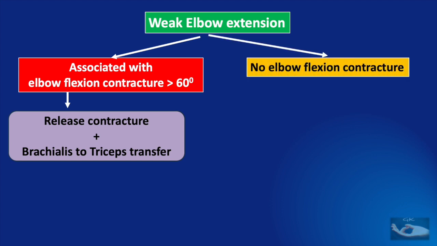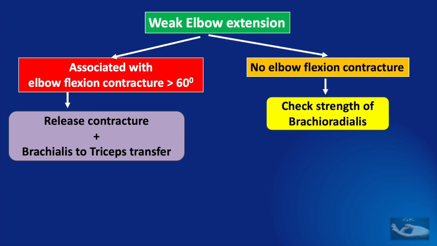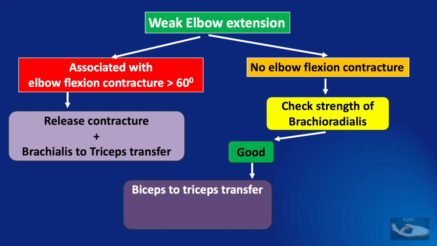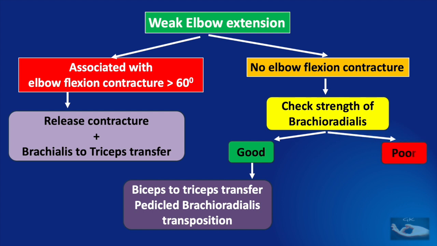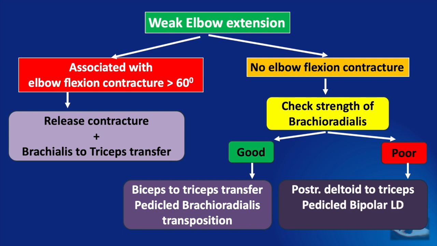If there is no elbow flexion contracture, we need to check the strength of the brachioradialis. If it is good, we can do a biceps to triceps transfer or even a pedicled brachioradialis transposition transfer. If the strength of the brachioradialis is poor, we can do a posterior deltoid to triceps transfer or a pedicled bipolar latissimus dorsi transfer, trapezius transfer, or a free functioning muscle transfer.